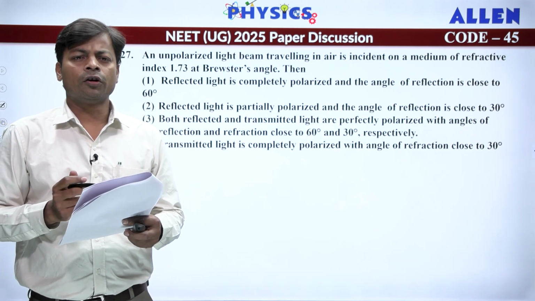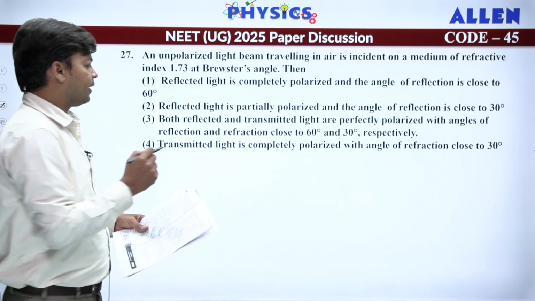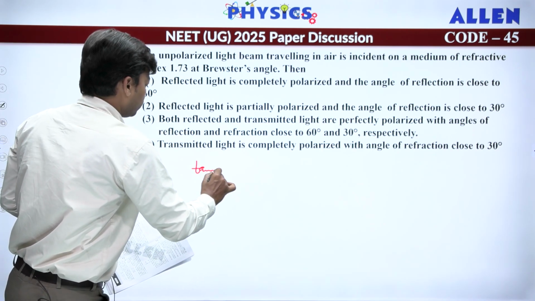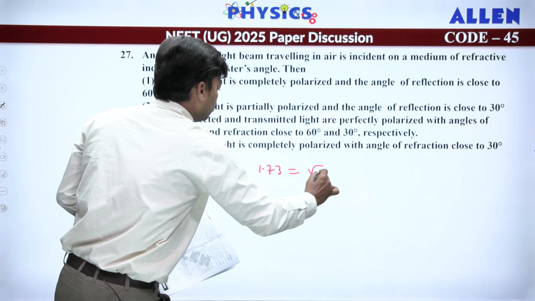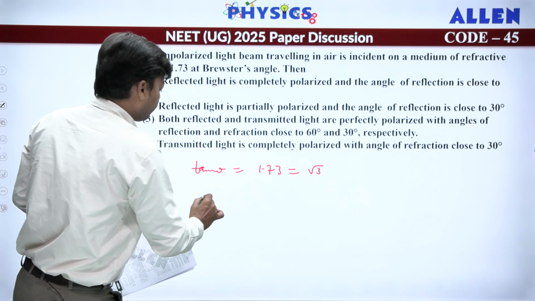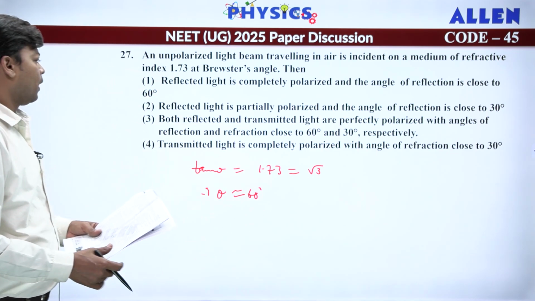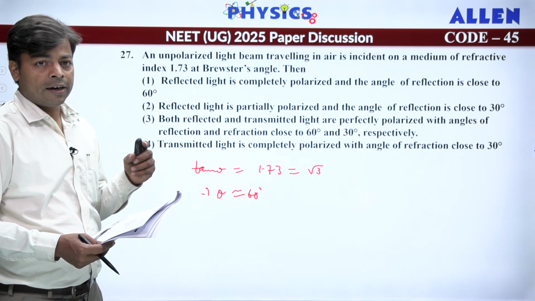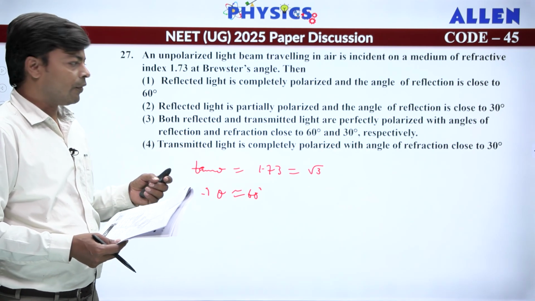So here we can find out first the angle of incidence, Brewster's angle. tan theta is equal to mu. So tan theta we can write as 1.73, which is roughly equal to root 3. Therefore theta is roughly equal to 60 degrees. So we can say in this case only the reflected ray is completely plane polarized, not the refracted ray.